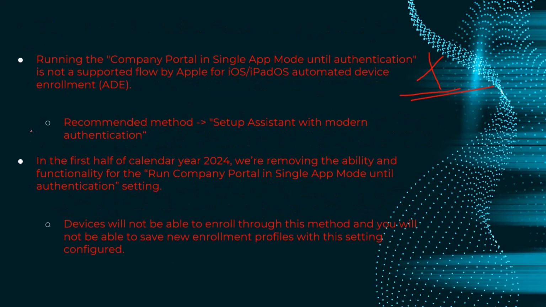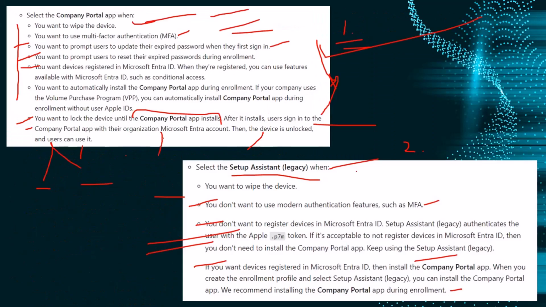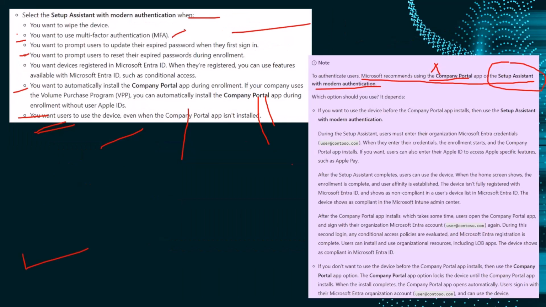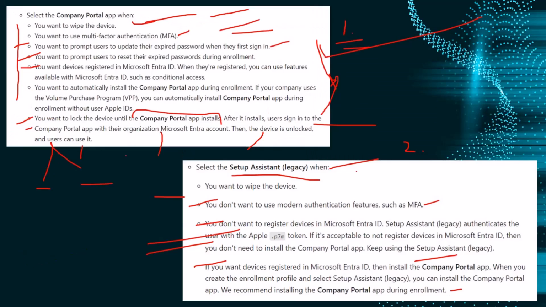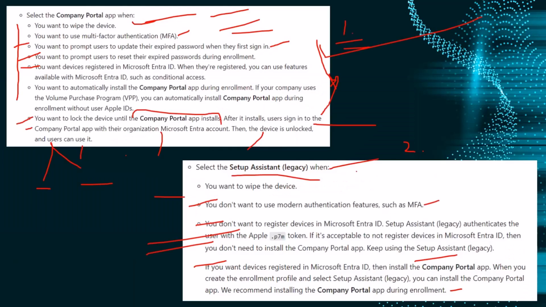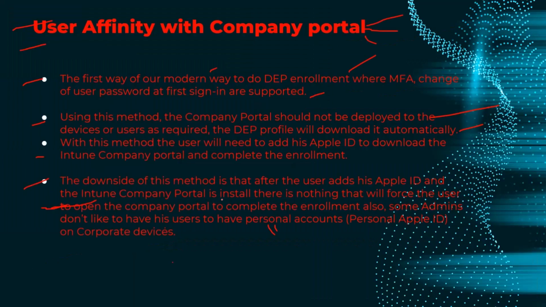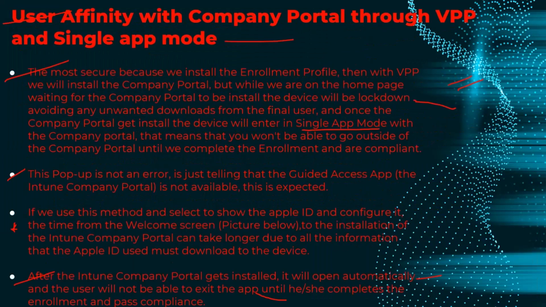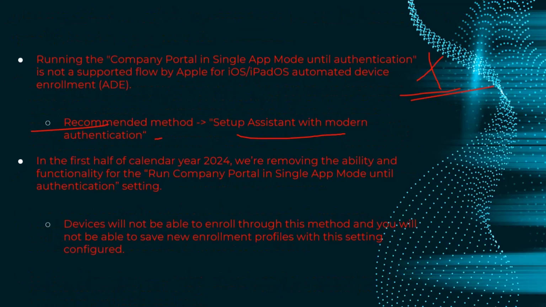So we are clearly calling out that the recommendation is using setup assistant with modern authentication, like we saw over here, right? The third method over here, setup assistant with modern authentication. This is the recommended method. And in the demo, we are going to see why, but I first wanted to explain all the methods and then call out clearly what exactly is the recommendation from Microsoft.